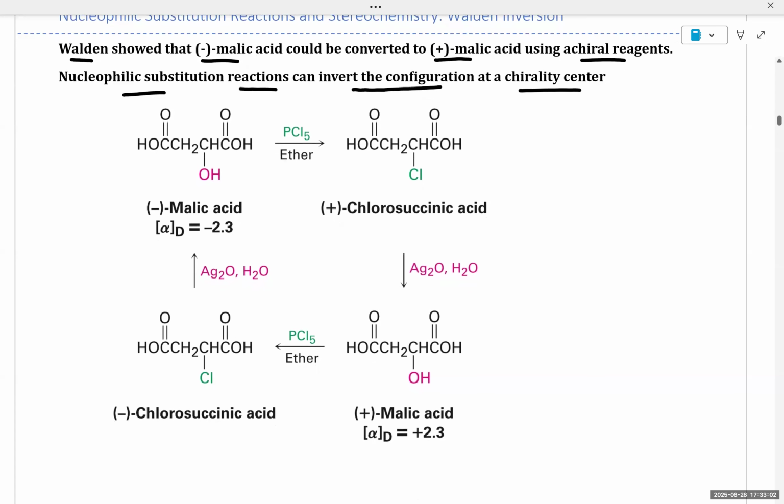This is the full Walden inversion. In the first step, you have a substitution, and as you can see, you observe an inversion of the configuration at your stereocenter. Treatment of the chlorosuccinic acid with silver oxide and water triggers a second inversion, a second substitution, where the chlorine is replaced with a hydroxyl group with inversion of stereochemistry.